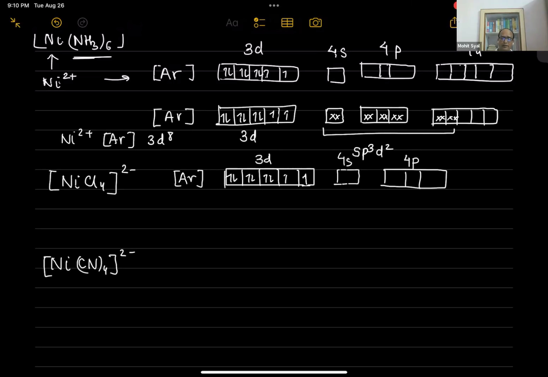And those 4 empty orbitals are from 4s and 4p. I'm going to intermix them together, hybridize them together. The hybridization will be known as sp3 hybridization. It's not d2sp3, not sp3d2. I'm not connecting 6 again, I just need 4. And sp3 is tetrahedral.